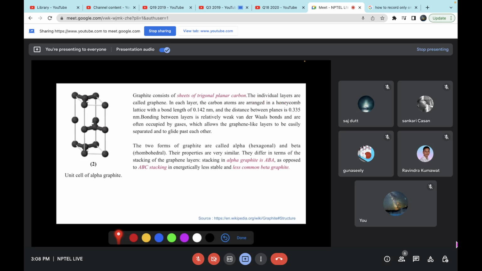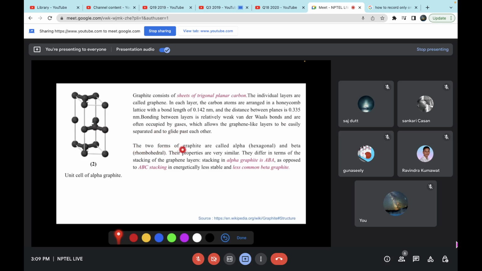The individual layers are called graphene. In each layer, the carbon atoms are arranged in a honeycomb lattice with a bond length of 0.142 nanometer, and the distance between planes is 0.335 nanometer. The bonding between layers is relatively weak. It is a van der Waals bond, and the gaps are often occupied by gases. This is some extra information.